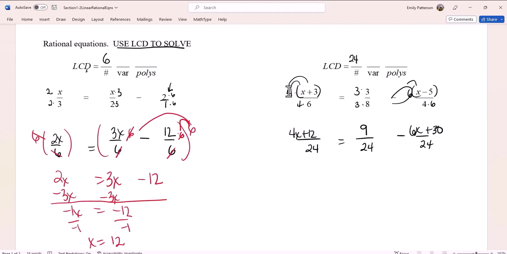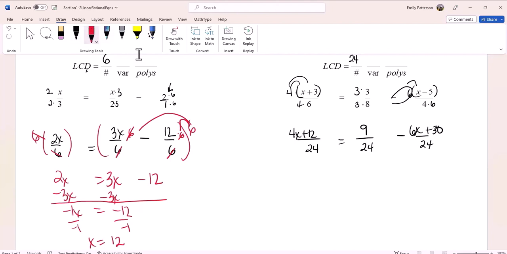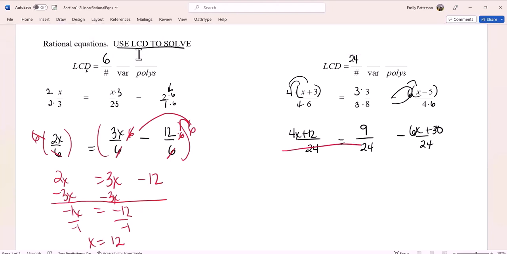So we don't have to do this. This first problem is to explain why or how. But what we're doing is basically once they're all over the same denominator, we can simply cancel them out. You don't have to do this distribution. This was explaining why. But once we have them all over the same denominator, then the denominators are gone. So I have 4x plus 12 equals 9 minus 6x plus 30.